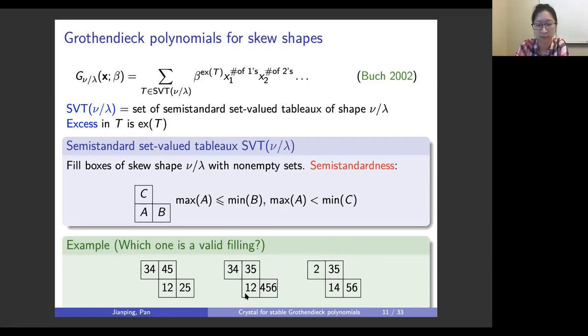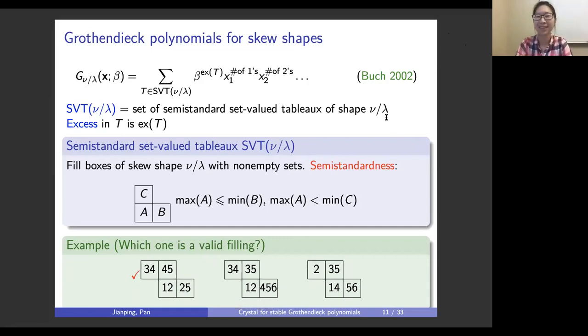Yes. Well, look again. The maximum of the top is 2, right? But this one on the top, 4, this 4 is not smaller than 3, because we look at the minimum of its right neighbor. So it is not semi-standard, but this one is indeed semi-standard.